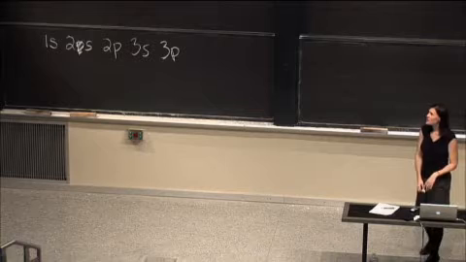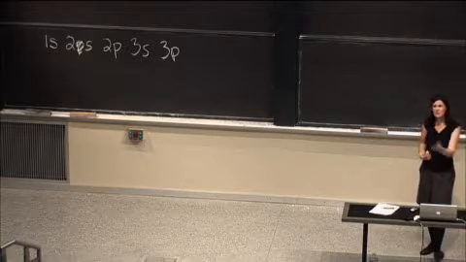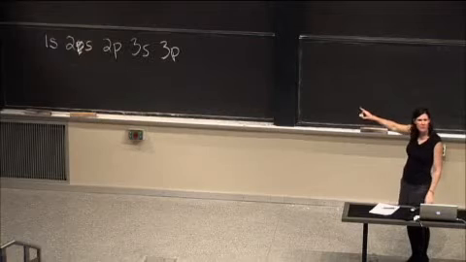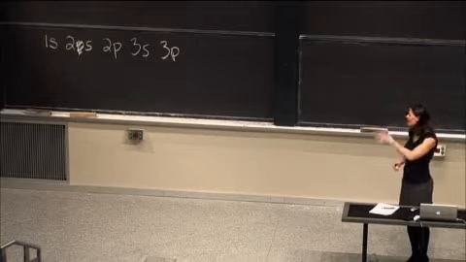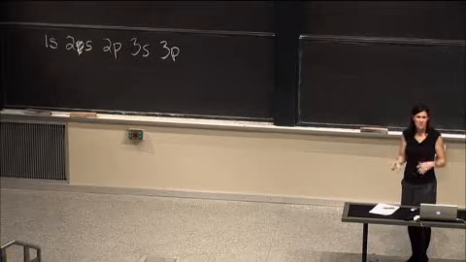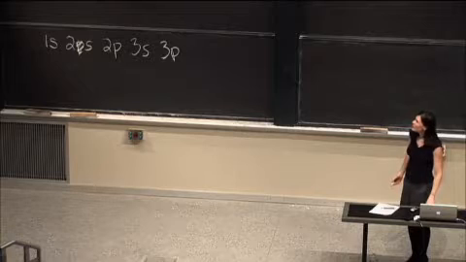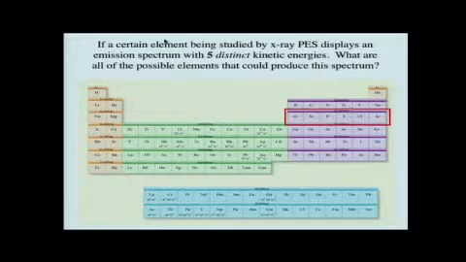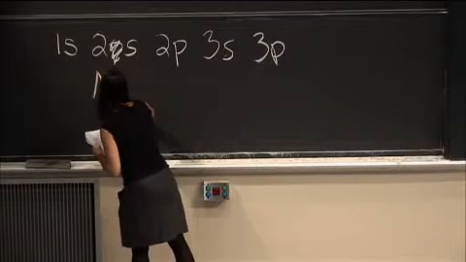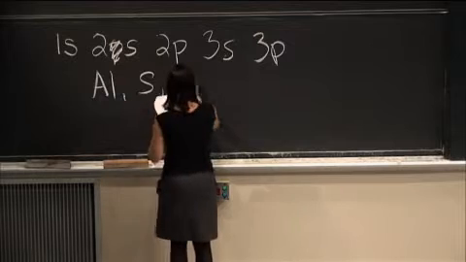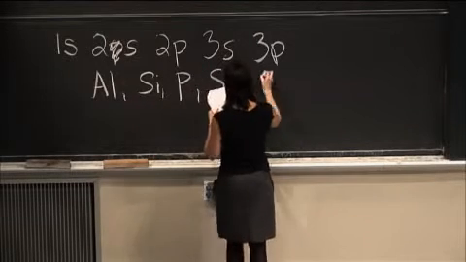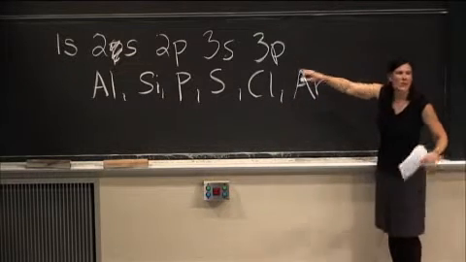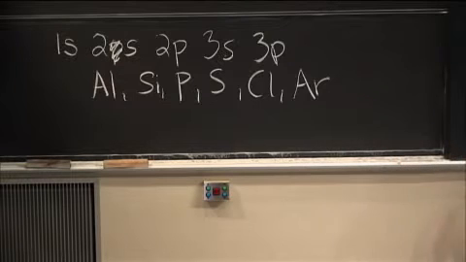So then all we need to do to determine which elements that corresponds to is take a look at our periodic table. So we want to look at any element that has a 3p orbital filled, but that does not then go on and have a 4s, because if it had the 4s filled, then we would actually see 6 lines in the spectrum. So that is relevant for all of these atoms here. So we actually have several different possibilities. It could be aluminum, silicon, phosphorus, sulfur, chlorine, or argon.